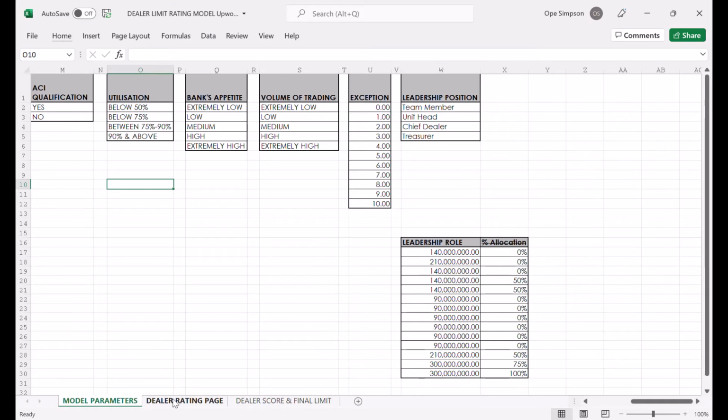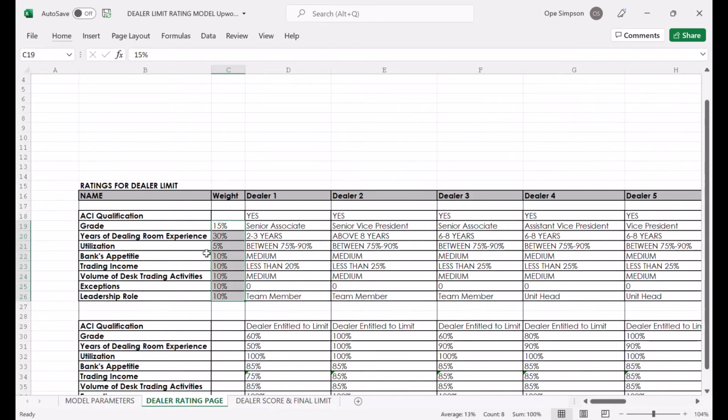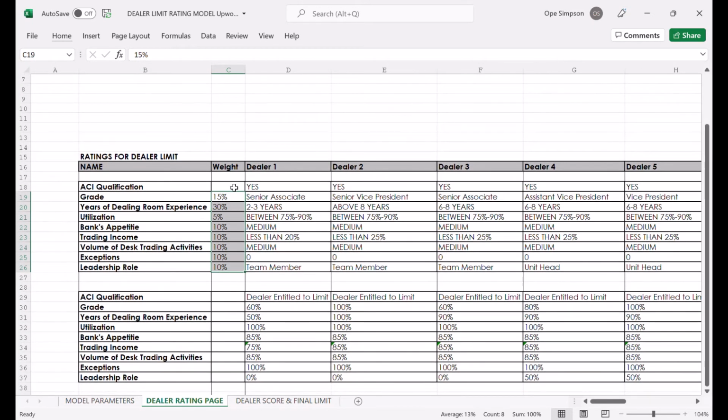Moving on to our dealing rating stage. Here we see the different weights that these parameters hold. You'll notice that ACI qualification does not have any weighting, and this is because it's a qualitative, not a quantitative parameter. For grades, the grade of the dealer is responsible for allocating 15% of the dealing limits.